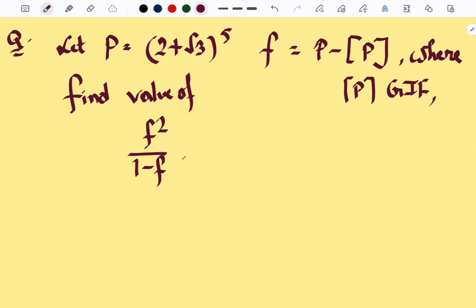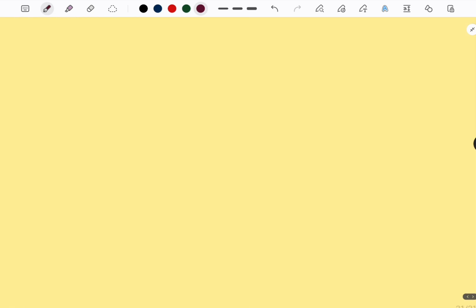Now see here, to find this value, what are we given? We are given p, 2 plus root 3, where root 3 is about 1.7. So we obviously have to consider f dash, which is (2 minus root 3) to the power 5, and then expand along to find the integral value. The objective is that we can find the integral value of this, and then manipulate it to get 1 minus f. Then f squared by 1 minus f can be found out. So let's see how we proceed.